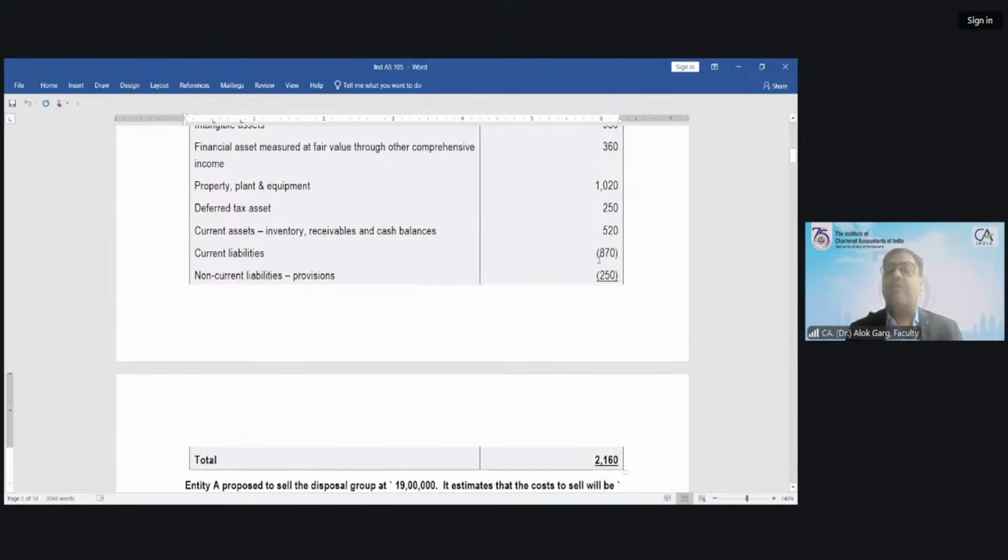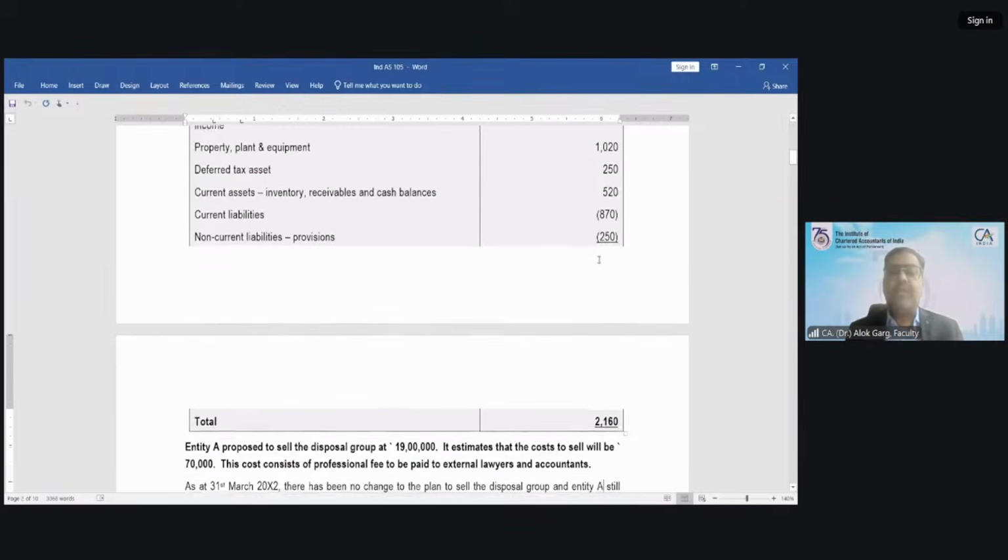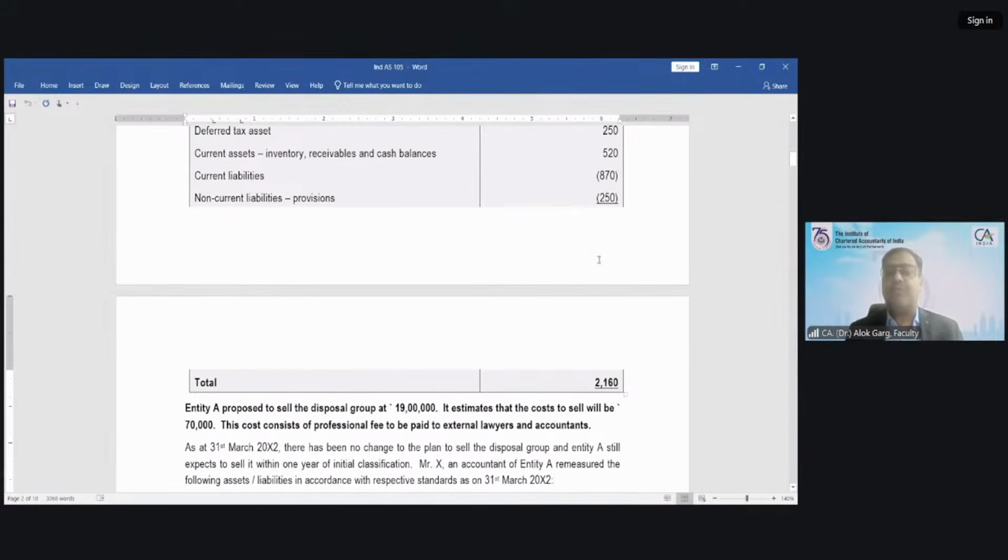The total is 2160. So this is 21 lakh 60,000 rupees. But entity A proposes to sell the disposal group at 19 lakh rupees. It estimates the cost to sell will be 70,000 rupees. The cost consists of professional fees to be paid to the external lawyer and accountants. So carrying value is given and fair value less cost to sell of the disposal group is given.